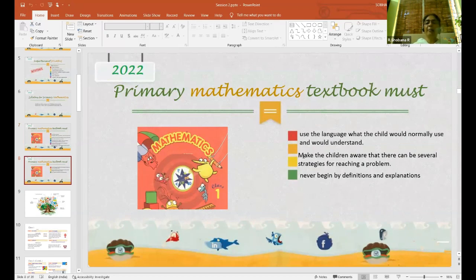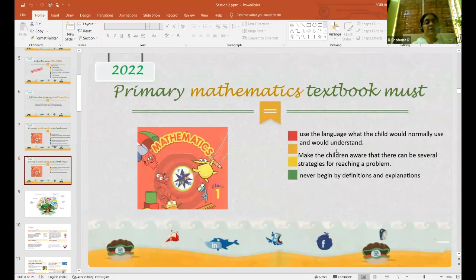And then make the children aware that there can be several strategies for reaching a solution to a problem. This is very important in mathematics, because in mathematics, you can arrive at an answer in many different ways. So a mathematics book must give examples of the different ways through which a solution to a problem can be achieved, so that the child is very thorough in her concept.